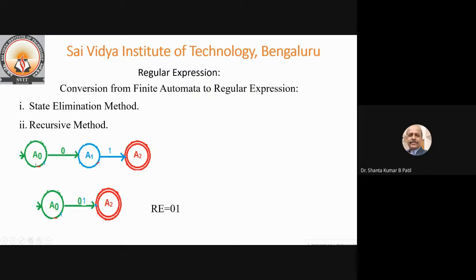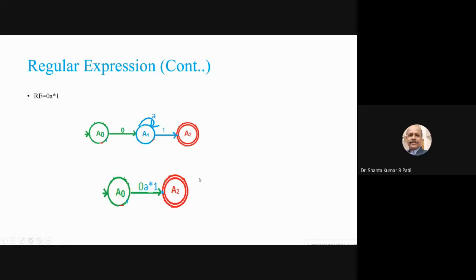Sometimes we can have n predecessors and n successors. In such a case, finding the regular expression is very difficult. I'll show you how to find the regular expression if more predecessors and more successors are there. For example, you can take this finite automata.